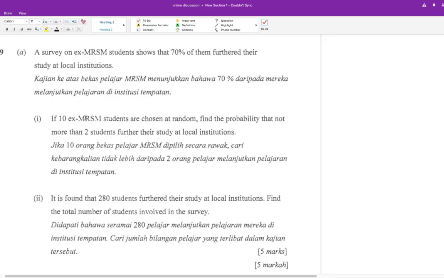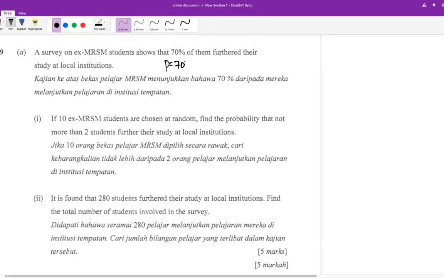A survey on the MRSM students showed that 70% of them further their study at a local institution. So if 10 MRSM students are chosen at random, find the probability that not more than 2 students further their study at a local institution. In this case, I know P equals 70%, which is 70 over 100, so P equals 0.7. Q should be 1 minus P, so it will be 0.3.